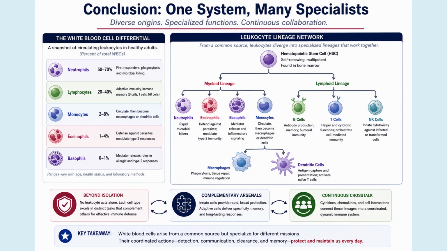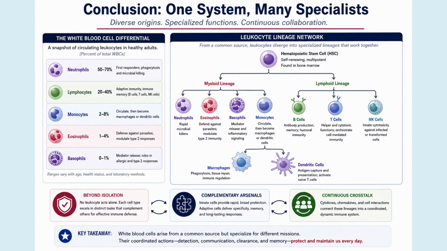That's why the leukocyte differential shown on this slide is useful but incomplete as a picture of immunity. These cells don't function in isolation. Their arsenals are complementary, and their continuous crosstalk allows the immune system to accomplish things that no single leukocyte could accomplish alone.